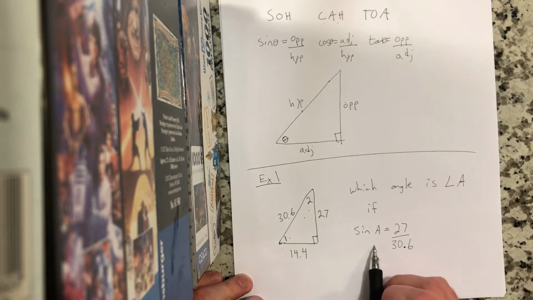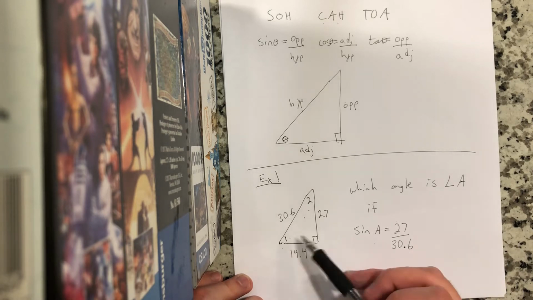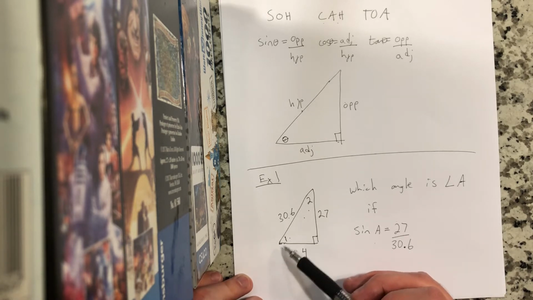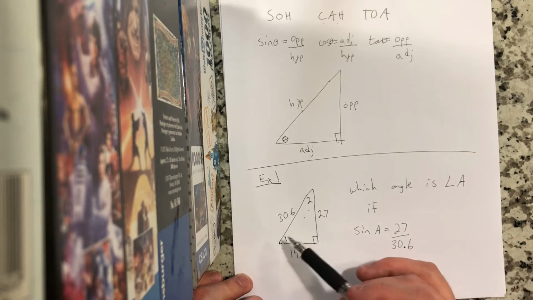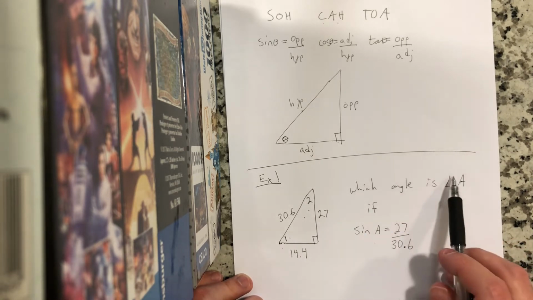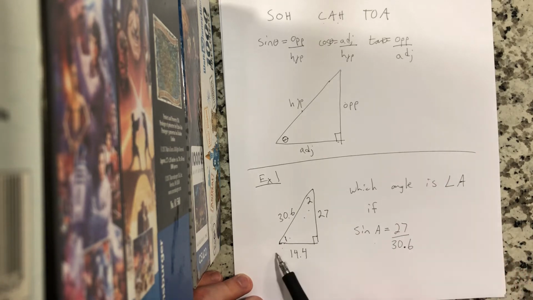So at this point in the lesson, we're not actually trying to figure out specifically what the measure of the angle is, depending on which angle we're talking about here, 1 or 2. We're just trying to figure out which angle A is referencing. Is it referencing angle 1 or is it referencing angle 2?